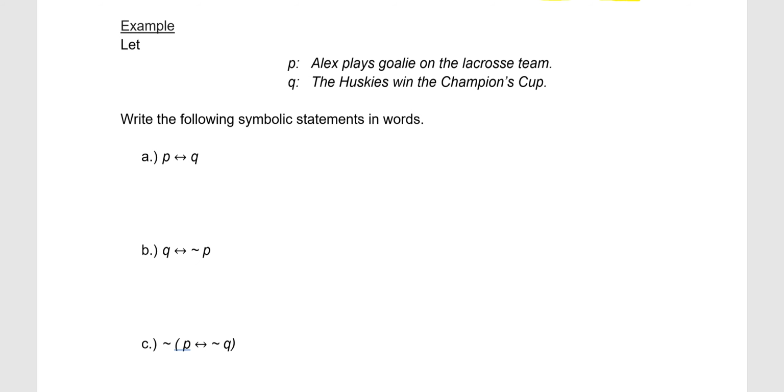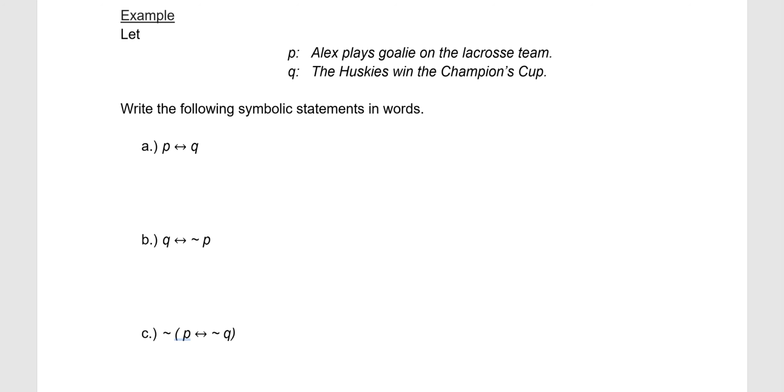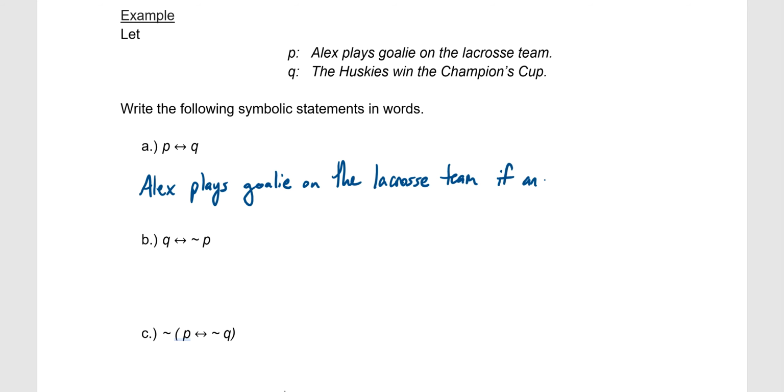Okay, so let's see an example here. We have statement P is Alex plays goalie on a lacrosse team. Statement Q is the Huskies win the Champions Cup. So let's write the following symbolic statements in words. The first one is P biconditional Q. So P if and only if Q. So it's going to be statement P, which is Alex plays goalie on a lacrosse team. And we have the biconditional, so that's if and only if. So you can write IFF if you want. So Alex plays goalie on a lacrosse team if and only if statement Q. So that means if and only if the Huskies win the Champions Cup.